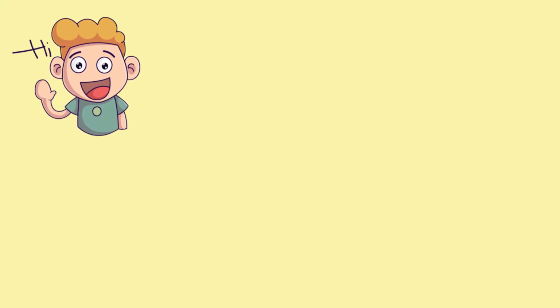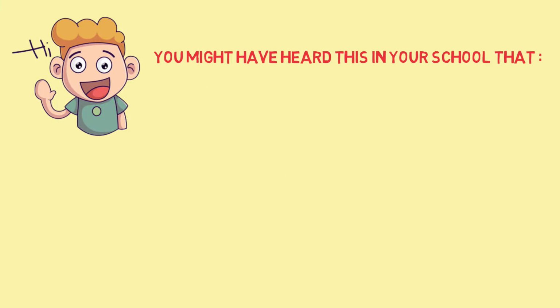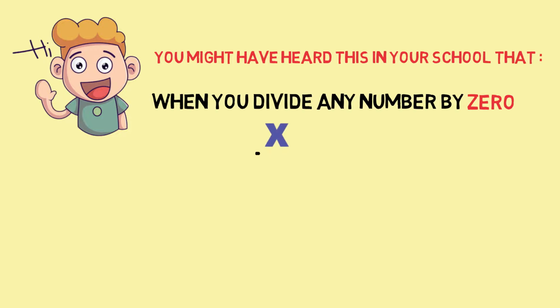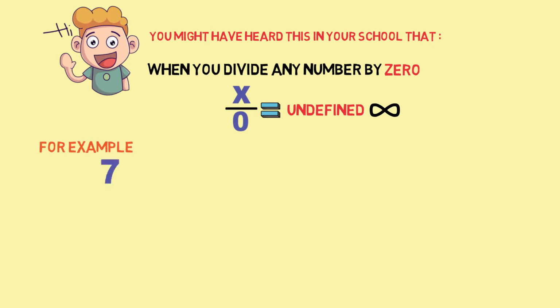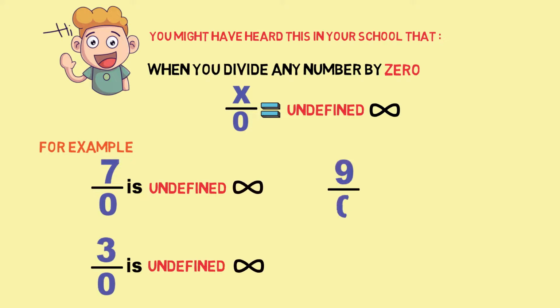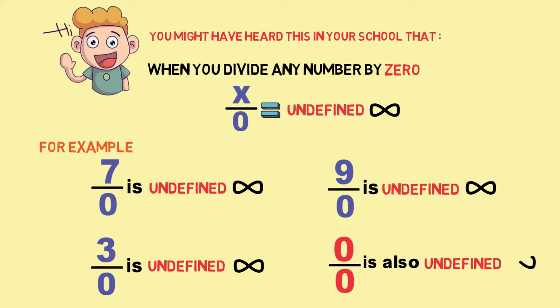Hi everybody! You might have heard in your school that when you divide any number by 0, the answer is undefined. For example, 7 by 0 is undefined, 3 by 0 is undefined, 9 by 0 is undefined, and 0 by 0 is also undefined.